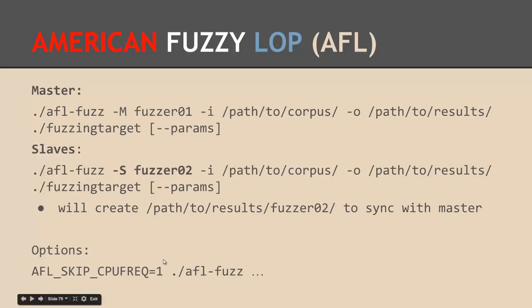It may complain at first about the CPU frequency not being optimized for the fuzzing, and it will abort. The way to tell it to ignore that warning and to continue anyways is an AFL option that is AFL_SKIP_CPUFREQ=1, and then you put that before afl-fuzz itself.